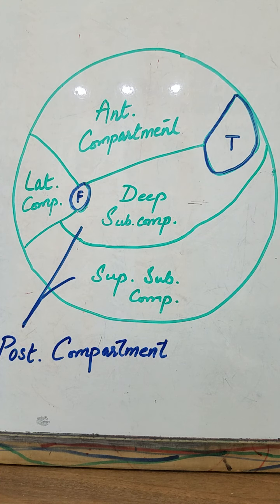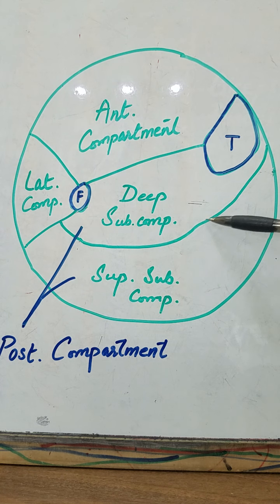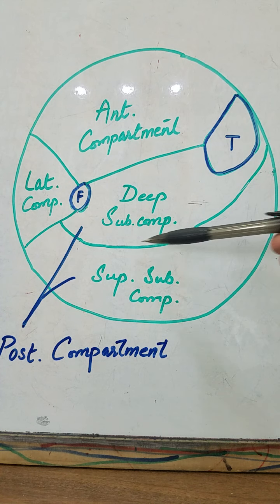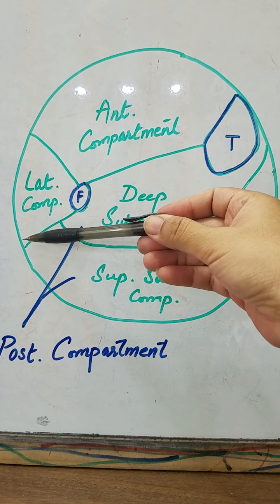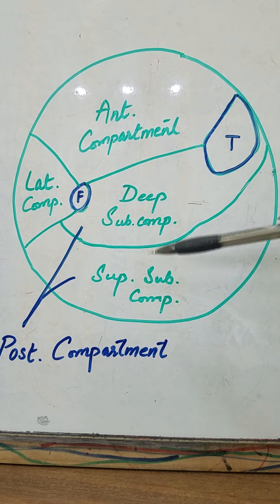It is of course the largest of the three compartments, and this posterior compartment is then further divided into a deep subcompartment and a superficial subcompartment by the presence of this transverse intermuscular septum. Now when we talk about these two subcompartments, the superficial subcompartment is the least confined of the two, because of course you only have the deep fascia of the leg here and then the transverse intermuscular septum here.